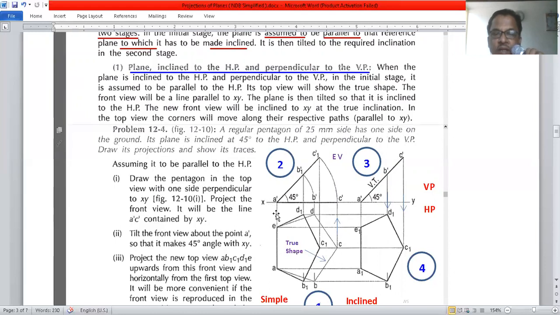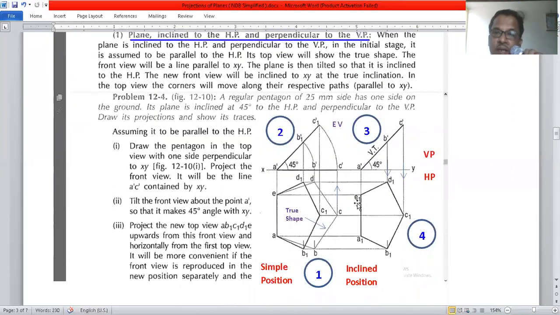Now this AE side should be taken perpendicular to VP while drawing the true shape, so that A and E give the point A dash E dash, and that point you can maintain in the inclined position, because we are interested in the inclined position here. So first draw the true shape A, B, C, D, E with AE perpendicular to this. So the C point will come here as C dash, the D point will come here as D dash, and the B point will come here as B dash. So this is A dash as well as E dash. This is C dash, and this point is B dash as well as D dash.